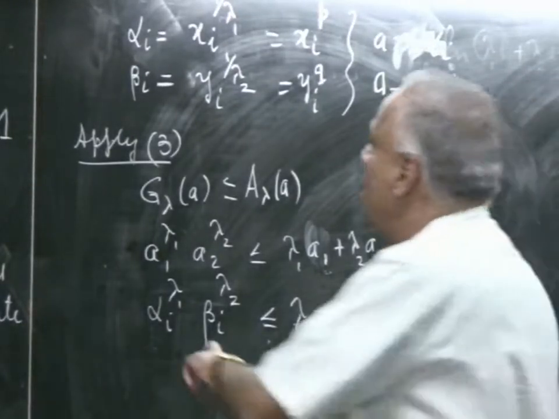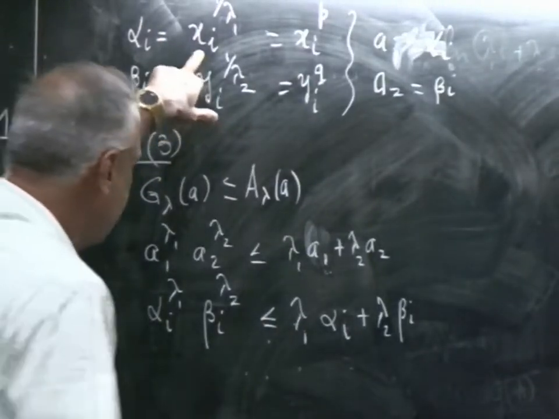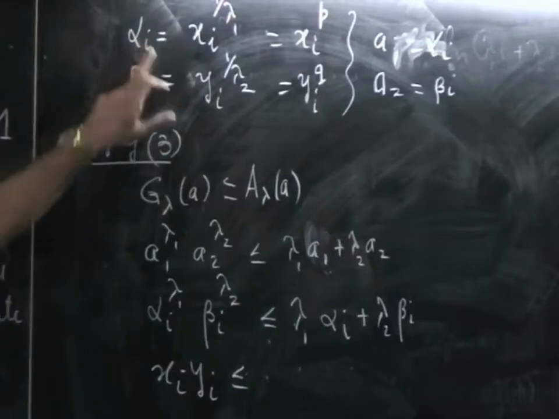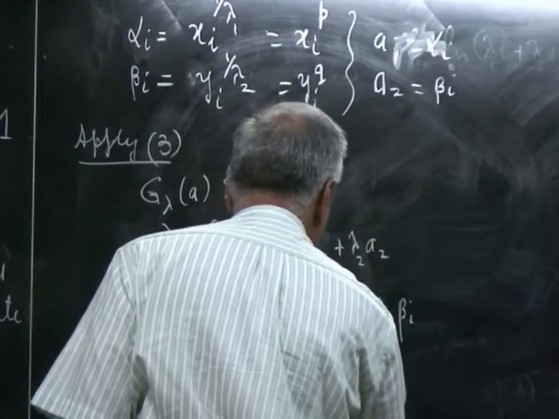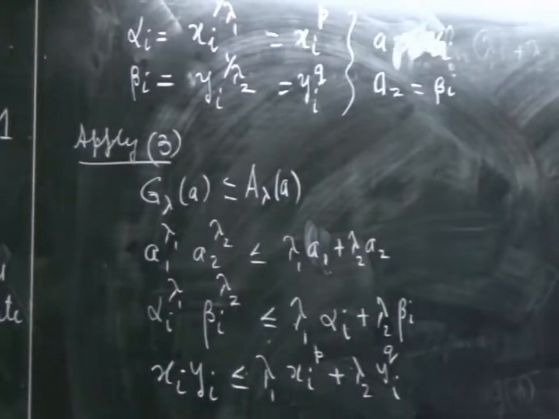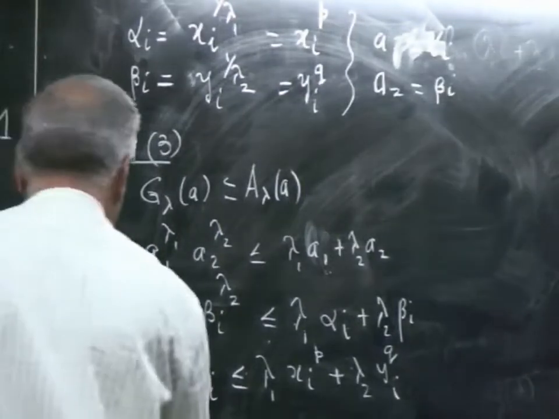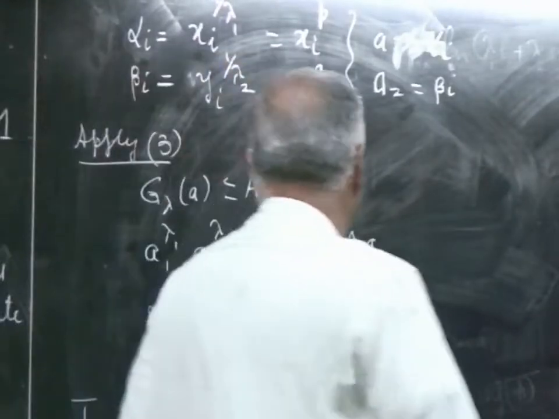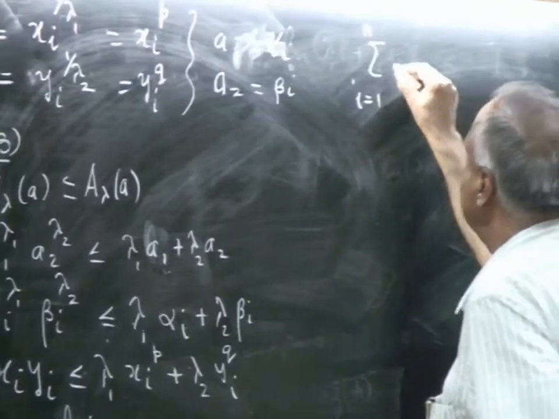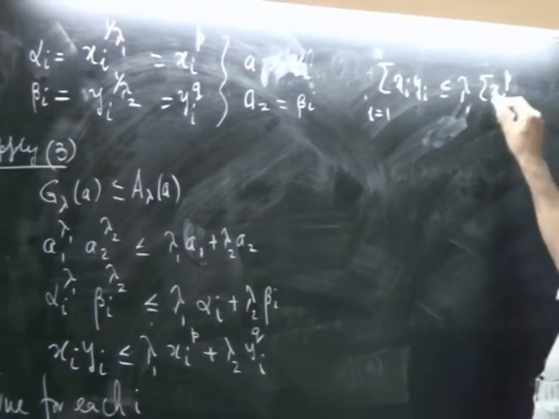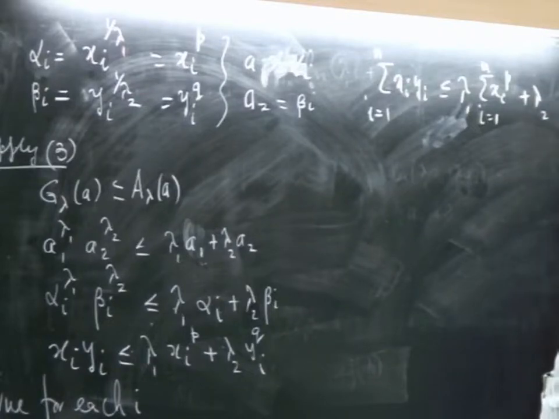Okay. What is alpha i to the power of lambda 1? Xi. Beta i to the power of lambda 2, yi, less than or equal to lambda 1 xi power p plus lambda 2 yi power q. Is that okay? Now, this is true for all i. So, add up all of them. What do I get? Summation i equal to 1 to n xi yi is less than or equal to lambda 1 summation xi power p, i equal to 1 to n, plus lambda 2 summation i equal to 1 to n yi power q.